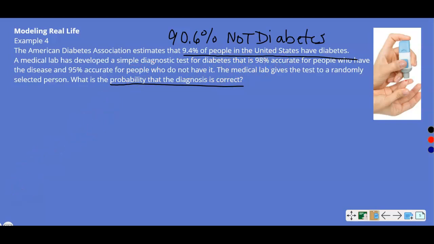So let's make a table and organize this information. Event A is going to be a person that has diabetes. And then we want to know about the correct diagnosis. So B is going to be the correct diagnosis. So let's start by saying event A.